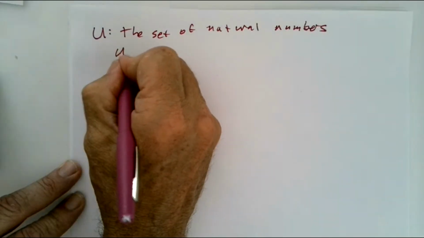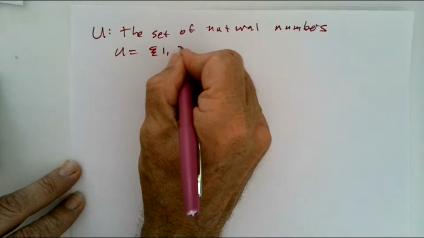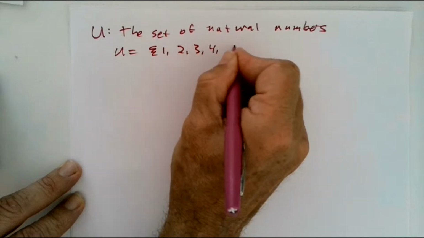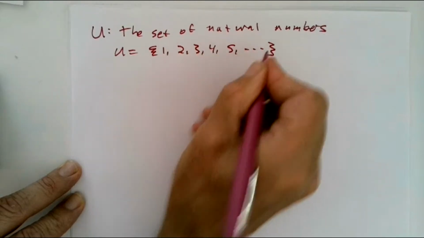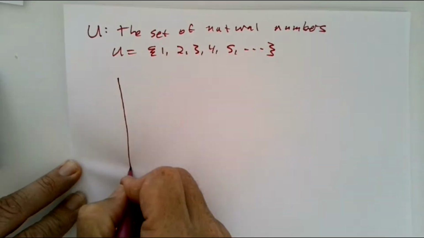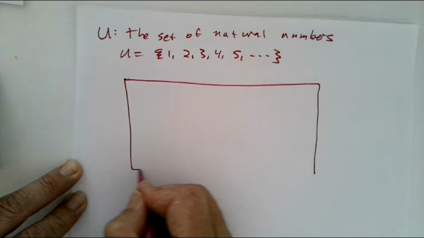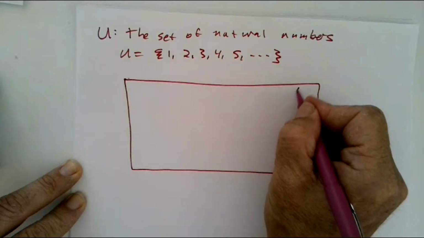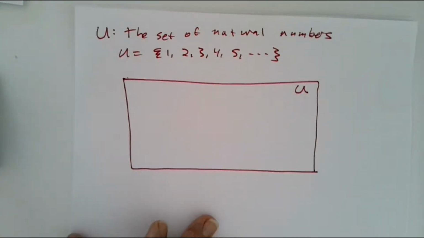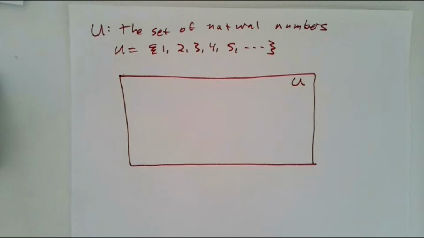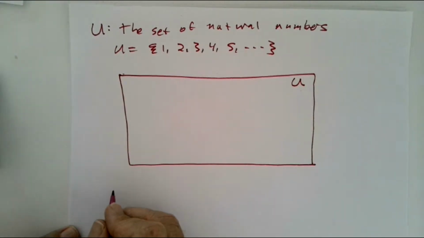So if you're not clear, U is 1, 2, 3, 4, 5, forever and ever. So again, our universal set is typically represented with a rectangle. And we put a little U in the corner. There's our universal set. Our set A will be all the even numbers.